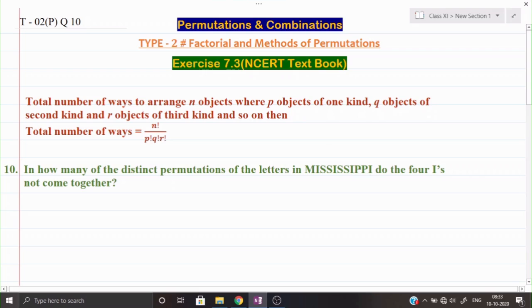So we can say that the value of n in the formula is 11, and p, q and r are the numbers of repetitions of the letters that are repeating. For example, if we take I first, I is repeating 4 times, so I can take the value of small p as 4. Similarly, the letter S is repeating again 4 times, so for q I can take 4, and r is equal to 2, where P is repeating 2 times.